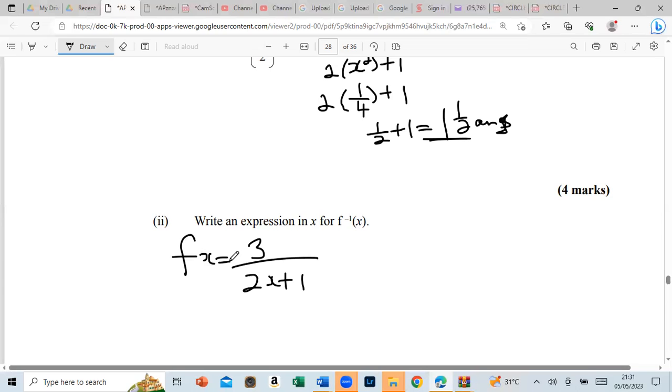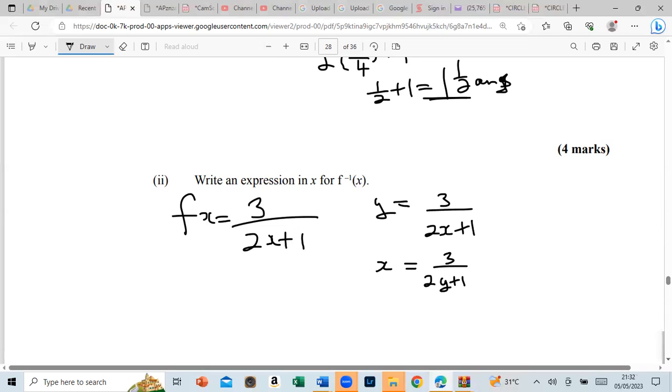Alright, guys. So the first thing you want to do is follow the rule. I want to change the function to y, as a graph, right? And then we interchange x to y and y to x. So anywhere x is, you put y, and anywhere y is, you put x. So now we want to make y the subject of the formula.